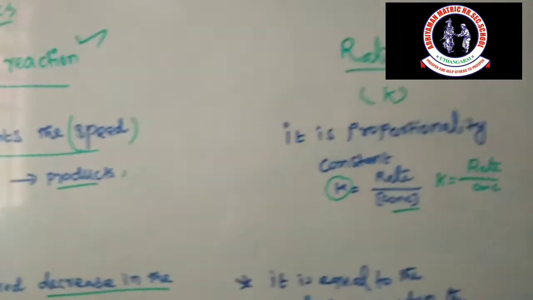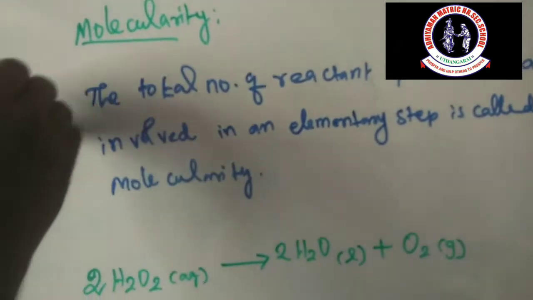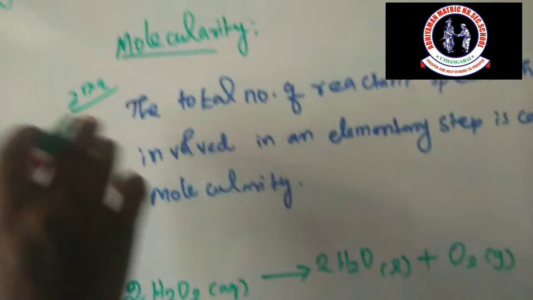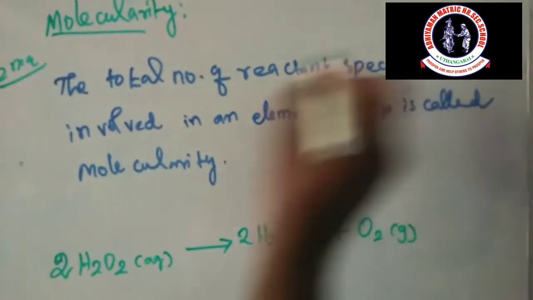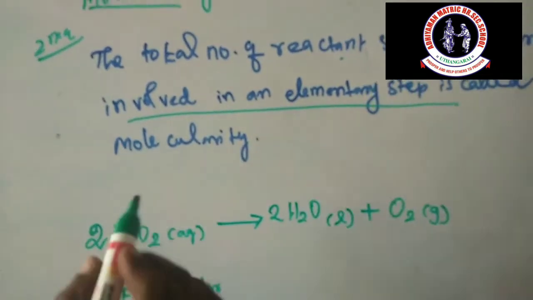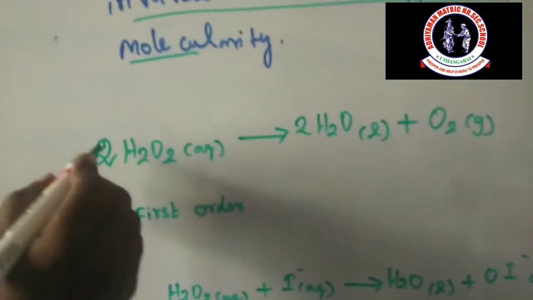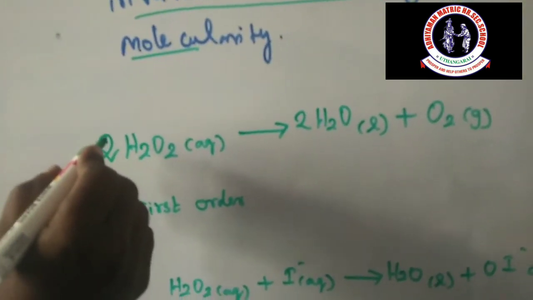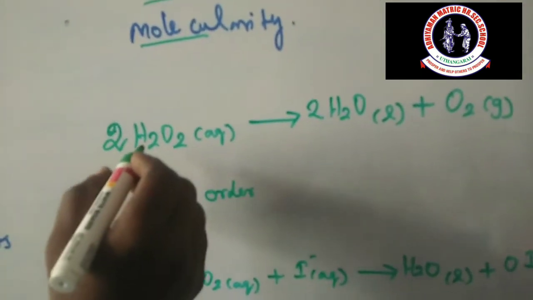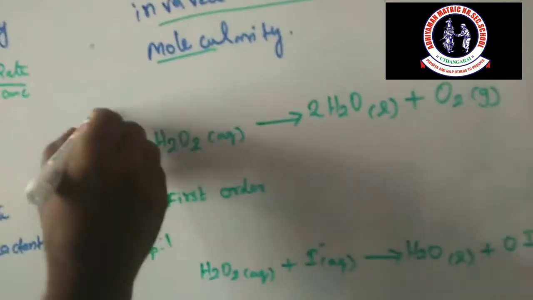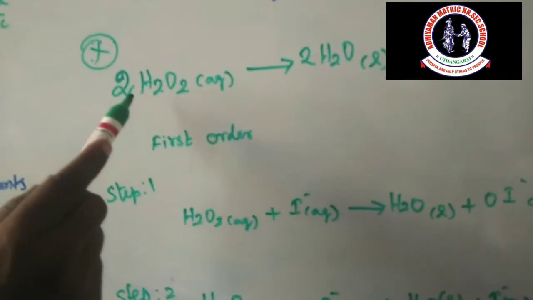The next topic is molecularity, which is a two-mark question. So what is molecularity? The total number of reactant species that are involved in the elementary steps is called molecularity. The first example, tertiary butyl bromide in an SN1 reaction, we already discussed in 11th standard. Now we discuss from the 12th book.